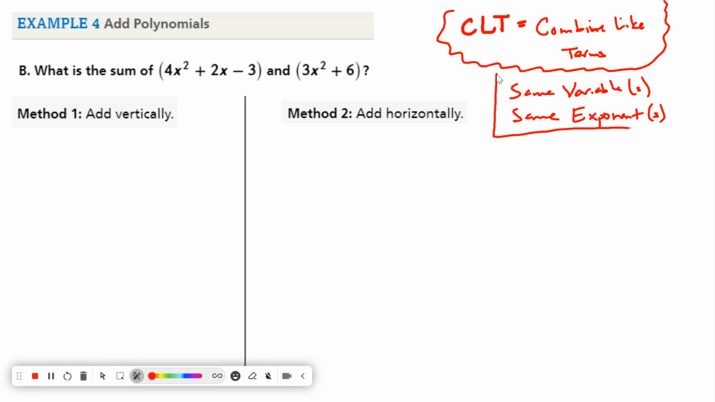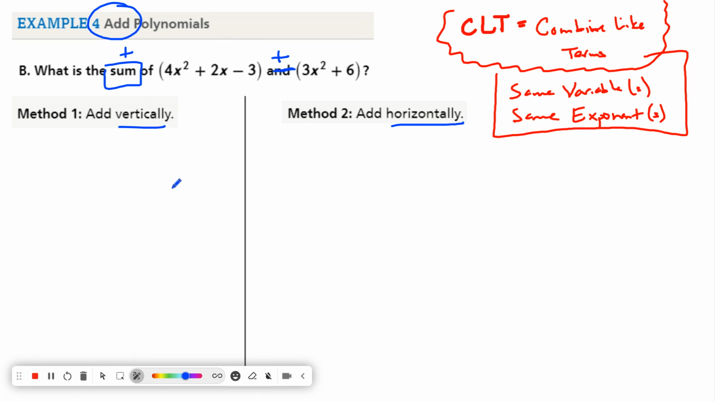This is huge, okay? This is huge. Combining like terms in polynomials. So for this problem right here, we're going to add, okay? Now, there are two ways to do this. We can do it vertically, or we can do it horizontally, and I'll show you both, right? So we want to find out what is the sum of 4x squared plus 2x minus 3 and 3x squared plus 6x. So when we think about sum, we should be thinking about adding, right? Plus. So you will typically see this problem without the and. You'll just see a plus sign in between those parentheses.